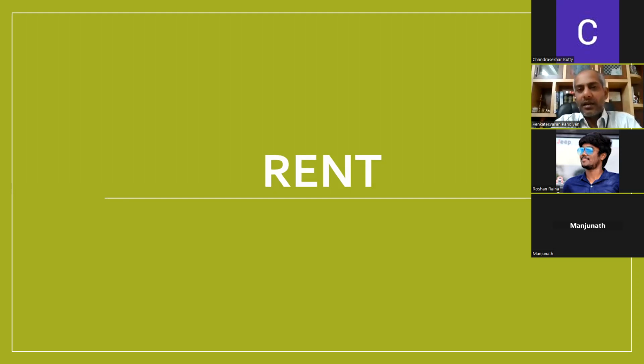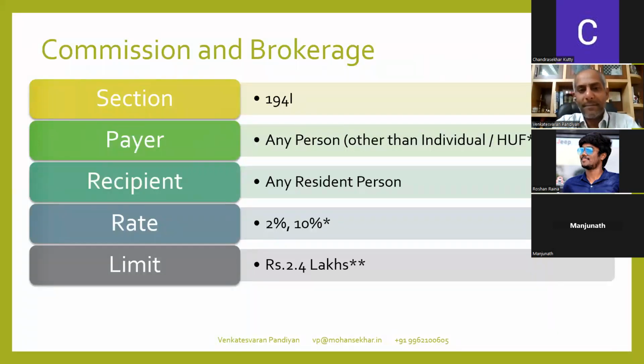The next, again, very common expenditure is rent. The section that deals with this is 194I, payer can be any person other than individual and HUF, and the person who gets the money, the recipient, has to be any resident person. The rate will be 2% or 10%. We'll talk about it in the subsequent slide. Again, limit is 2,40,000 rupees per annum. Again, we will talk in detail about this limit as well.